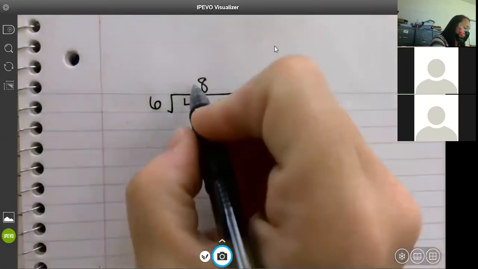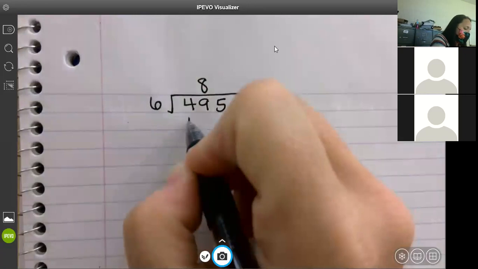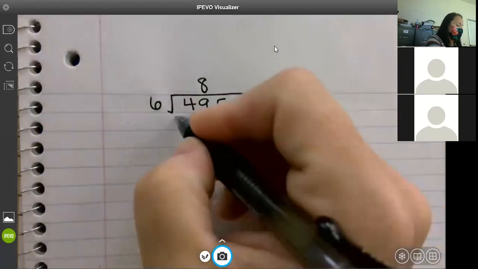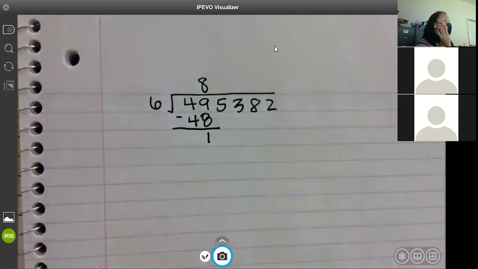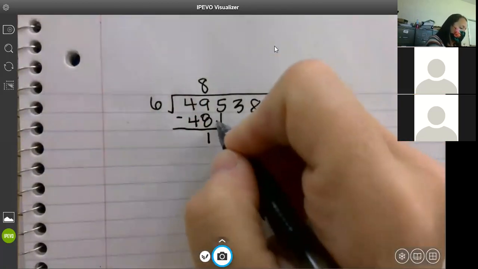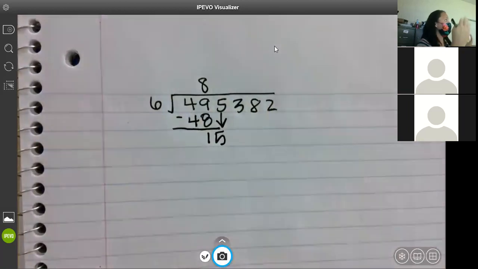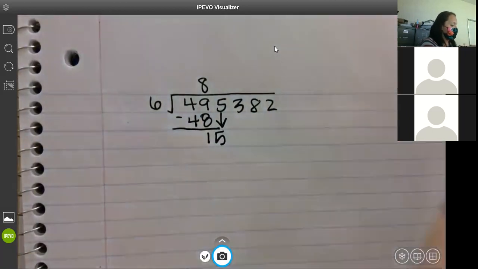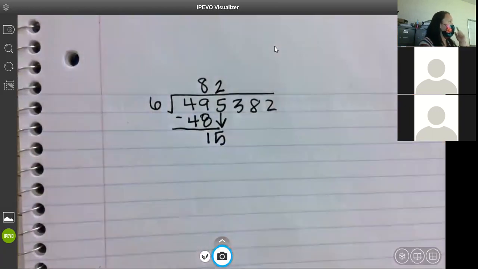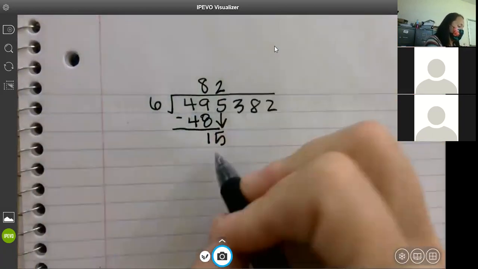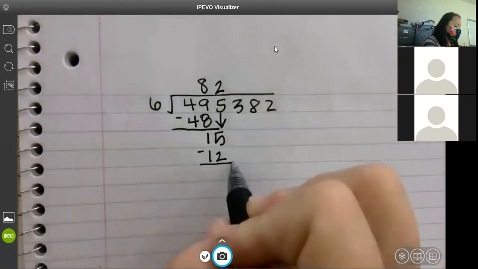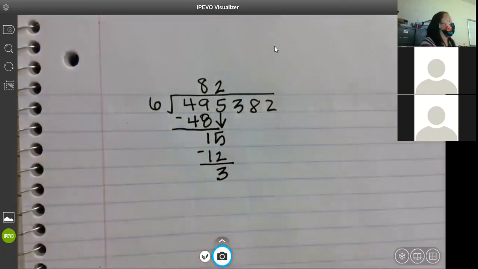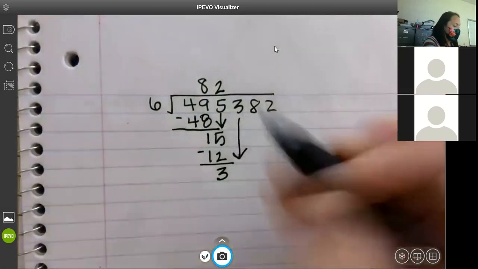So we multiply them together. 6 times 8 is 48. What do we do now? We subtract. And we get 1. What do we do now? Bring down the 5. And then we start completely over, right? How many times will 6 go into 15? 2. I multiply those together. 2 times 6 is 12. I subtract, and I get 3. Then I do it again. I bring down the 3 and start over.